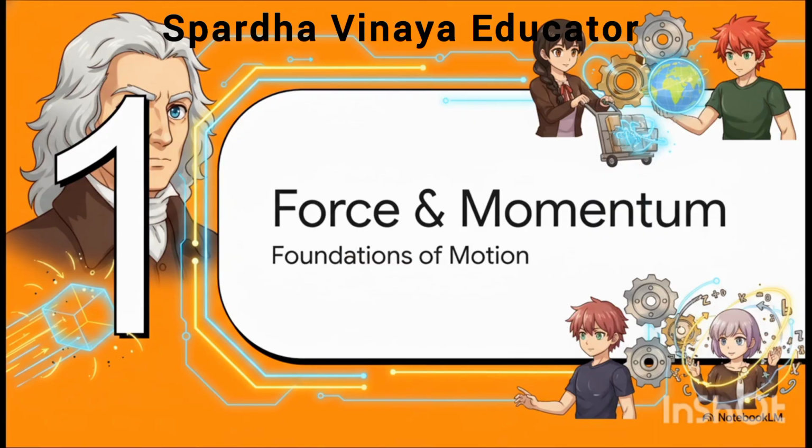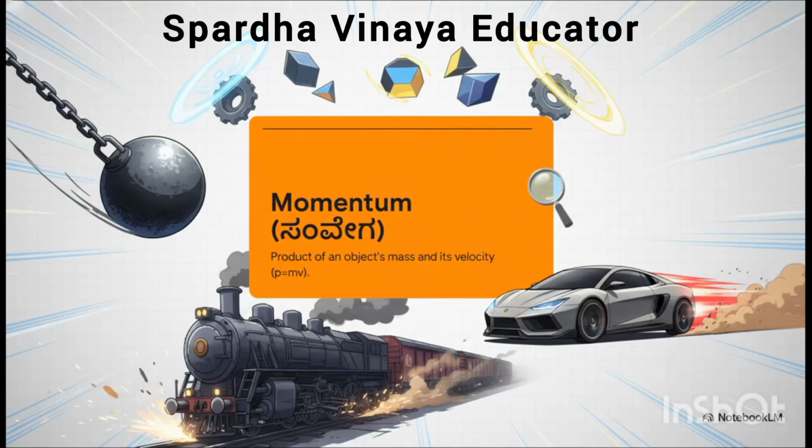Let's jump right into it. Okay, first up is momentum. Now, for our local exam candidates, you really need to recognize the Kannada term here, which is Sanvega. Think of momentum simply as, well, mass in motion. You calculate it by multiplying an object's mass by its velocity, which gives us the super simple formula P equals m times v. Basically, if an object has mass and it's moving, it's got momentum.